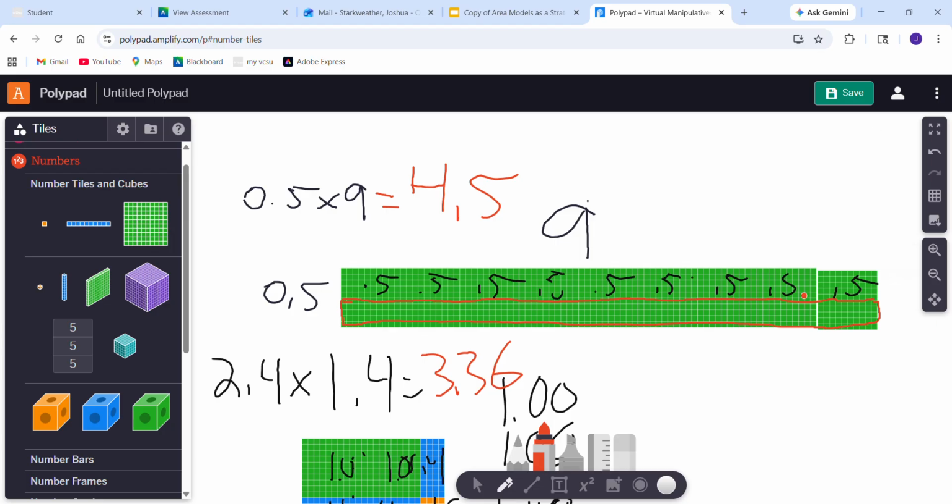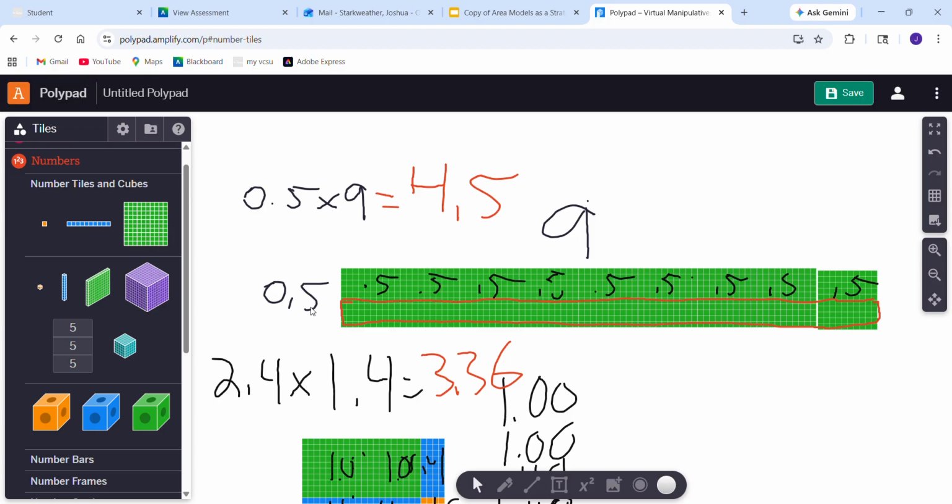For the decimal multiplication problems for this assignment, the first one I had was 0.5 times 9. To begin with, I represented the number 9 with 100 cube blocks. I did 9 of them, 1, 2, 3, 4, 5, 6, 7, 8, 9. So then I had 0.5. That was what I was multiplying by.